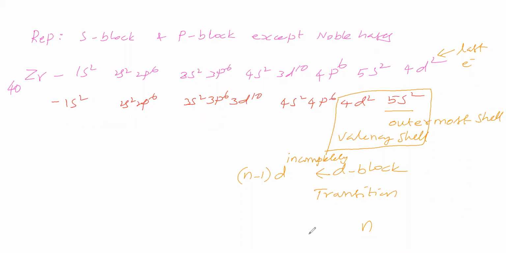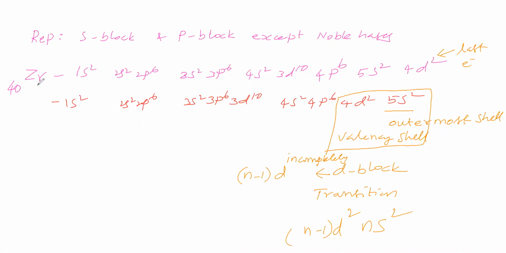This 4 we can say as n minus 1. The outermost shell is 5, that we have to take as n. Therefore, 4 we have to write as n minus 1. Then the subshells we will write: D subshell and S subshell. S subshell contains 2 electrons, D subshell contains 2. So n minus 1 d2 ns2 is the general valence shell configuration of zirconium.